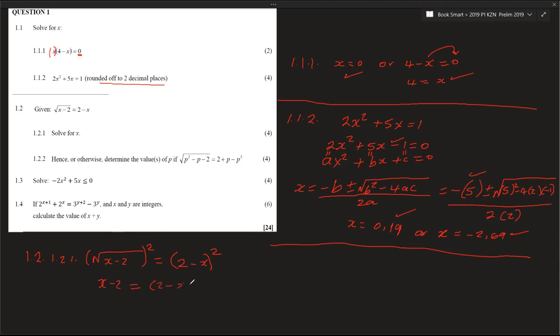I need two brackets because of the square. Then I have x minus 2 equals, this times that will give me 4. This times that will give me negative 2x. Then I come with this one. This times that is negative 2x. This times that is positive x squared. Awesome. Now let's see.